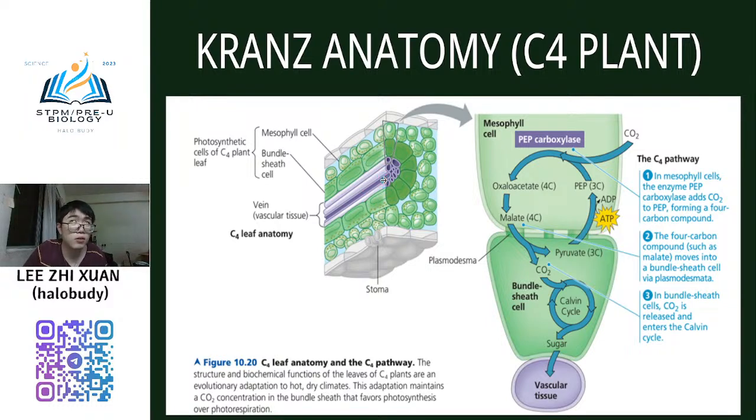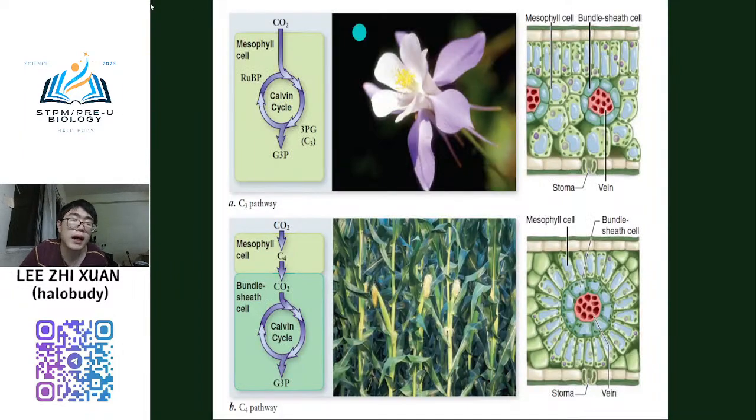You will still remember the normal structure of the C3 plant is like this. This is the vascular tissue, and then the mesophyll cell. Sorry, C3 and C4 both contain bundle sheath cell. Just the arrangement of the leaf is different. The mesophyll cell is located here, loosely.